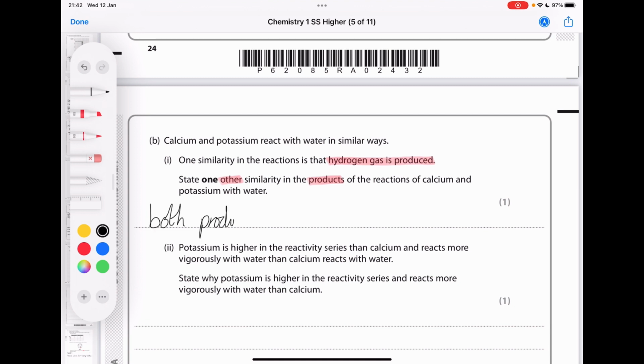produce or make a metal hydroxide. Or you could have said potassium makes potassium hydroxide and calcium makes calcium hydroxide. Either one is fine.